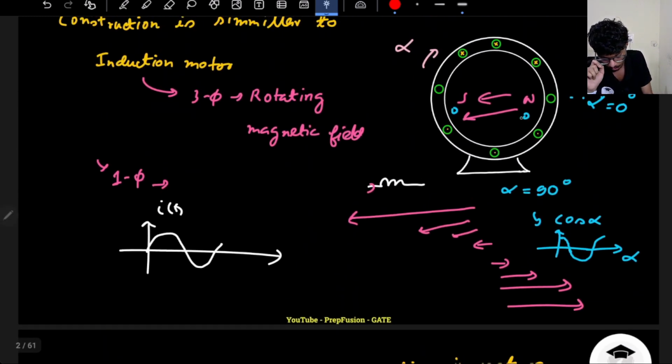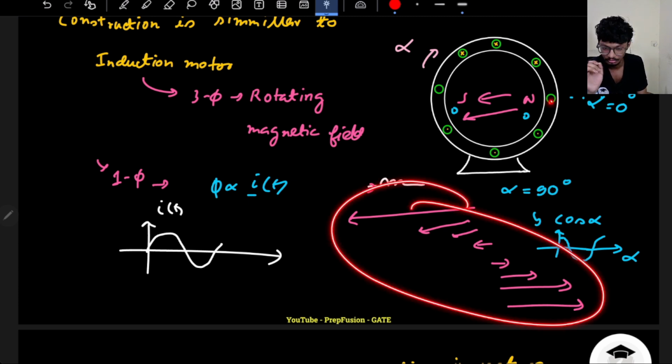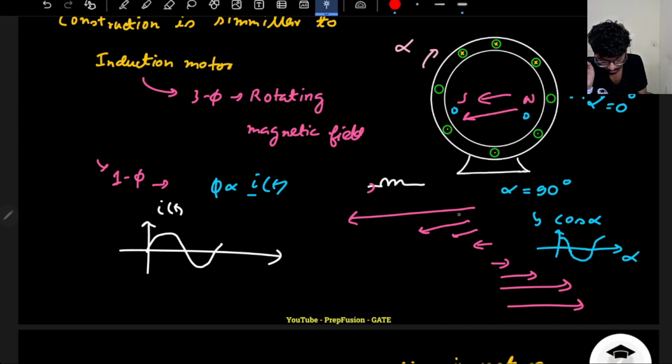Now remember, your magnitude of the flux also is varying with respect to current, because I know flux phi is proportional to current because it is proportional to mmf. So what is the I? I is a function of time. Whatever magnetic field I was noticing when I was stationary at this point, at t equal to 0 it was 0, then at t equals pi by 2 it was maximum, slightly more than pi by 2 it is reducing and then going in the opposite direction. So that is what is happening at this point.